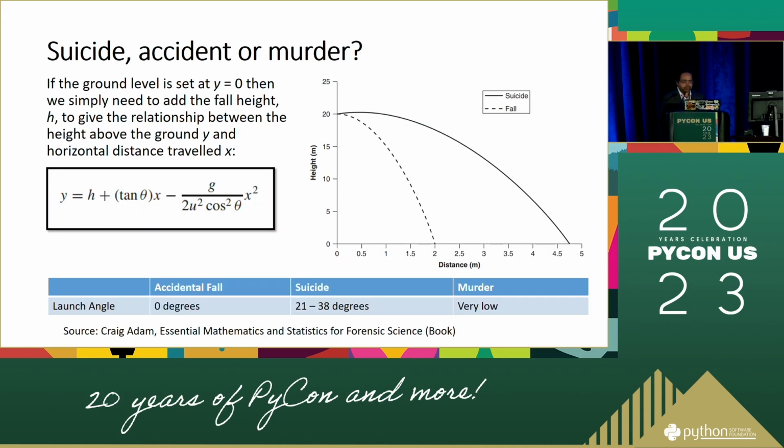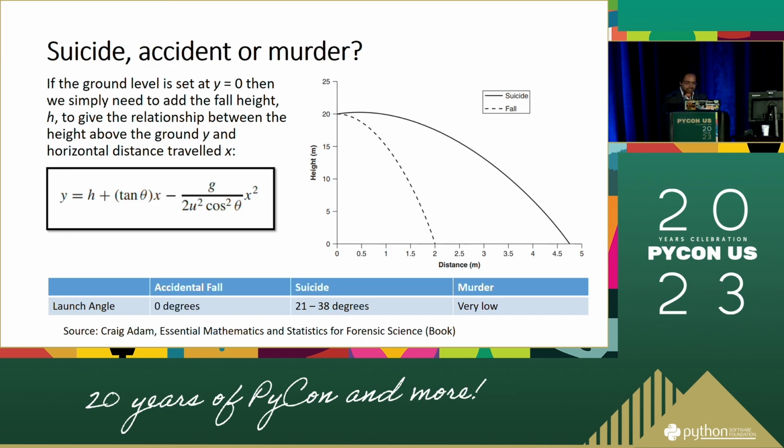Then the second one is suicide, accident, or murder. So let's assume that there is a building, and from that building a dead body has fallen, and we really don't know whether it is an accidental fall, or whether somebody has murdered someone and thrown the body.